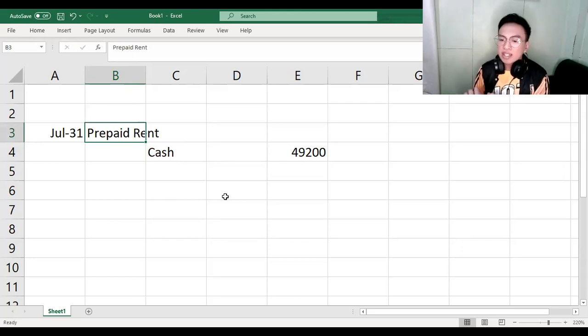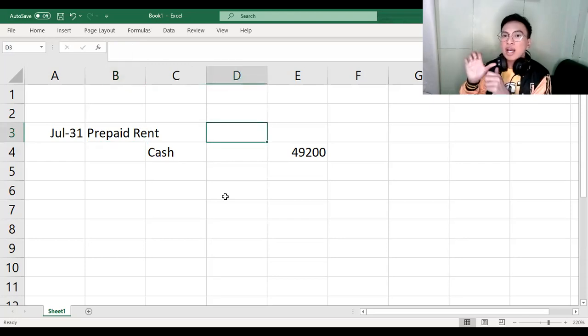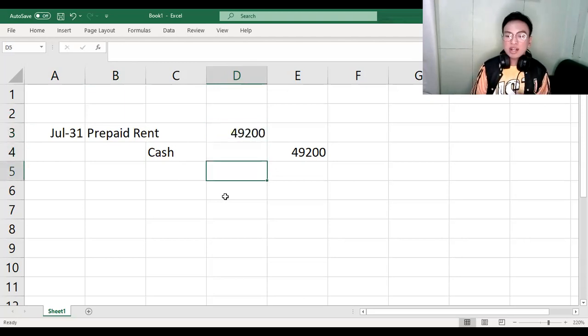So, sir, bakit yan naka-credit si cash? Simply because, ano ba nangyari kay cash? Para magkaroon tayo ng prepaid rent, cash is dispersed or pinakawalan. You let go of cash in exchange of the prepaid. 49,200. Okay, this is the original transaction.